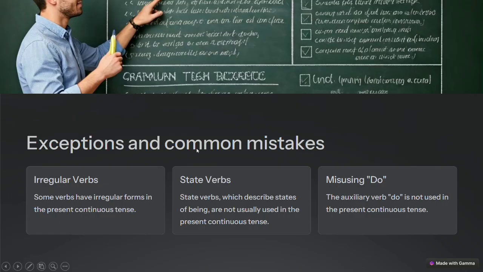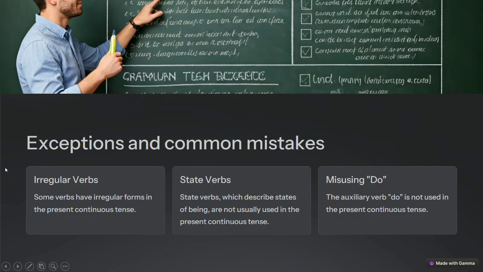Exception and common mistakes. There are some common mistakes that most of the students do, and what are they? Let's see. Irregular verbs. Some verbs have irregular forms in the present continuous tense. Okay, so we have some verbs that when you want to convert them to an ing form, they change their form. The form will be changed. And these verbs, I wrote in the description.